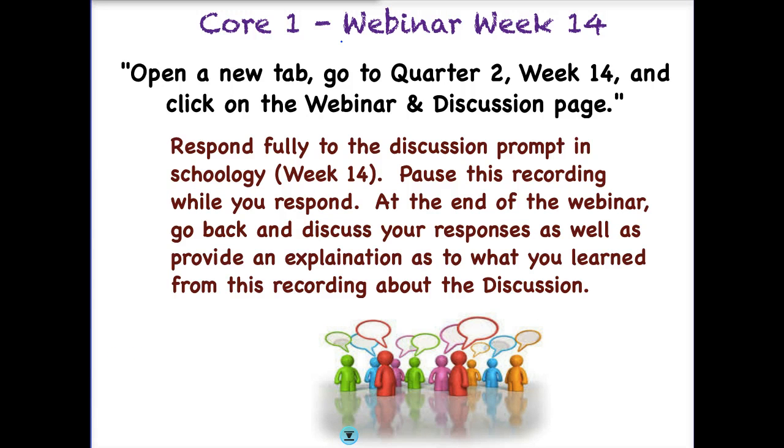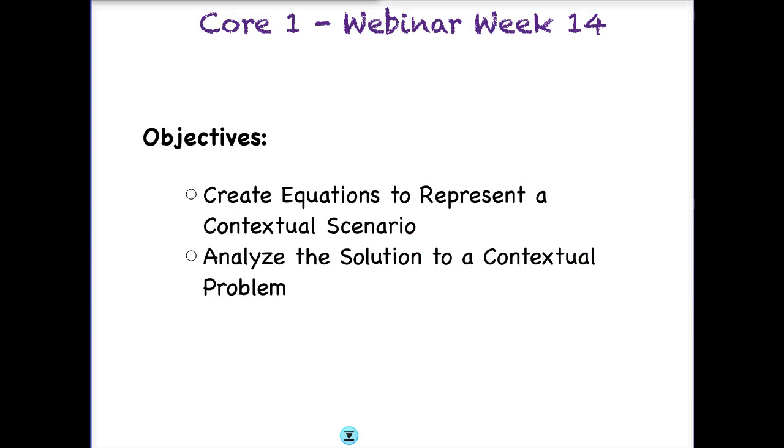So if we look at our objectives, the objectives for this week are to create equations to represent a contextual scenario. And you may not have created equations, and that's perfectly fine. That's what we're going to do together. And then you're going to analyze the solution to a contextual problem, which is on our discussion. Okay, so it's no good coming up with an answer if you don't know what it means. All right, so hopefully you guys have posted your discussions, and now you are back, and let's go over the problem.